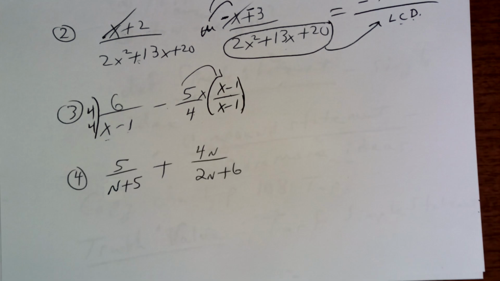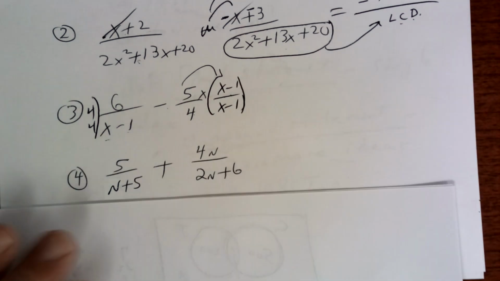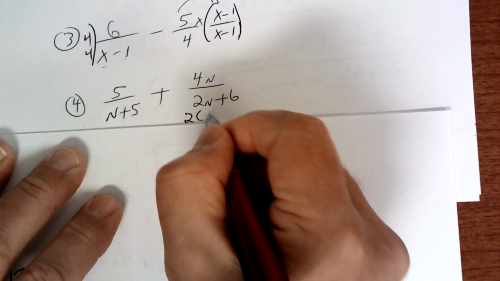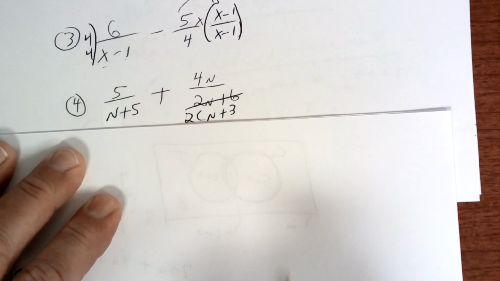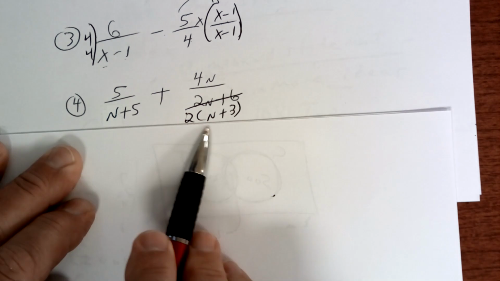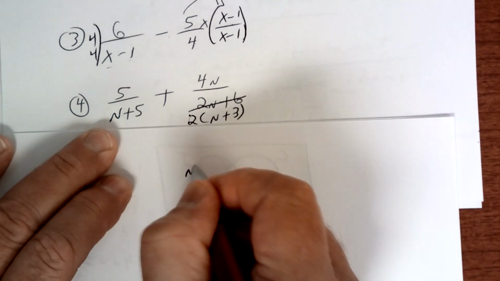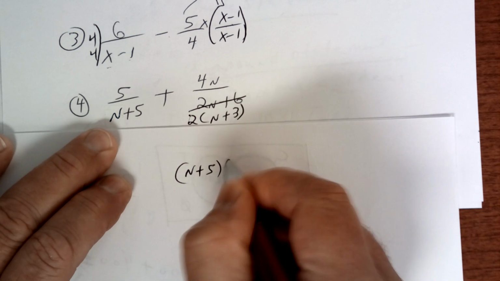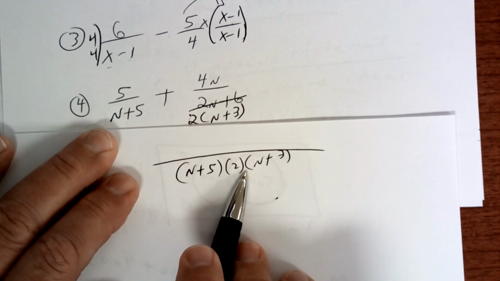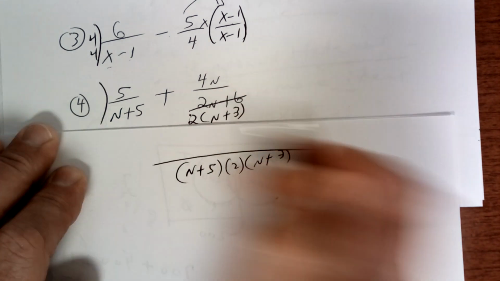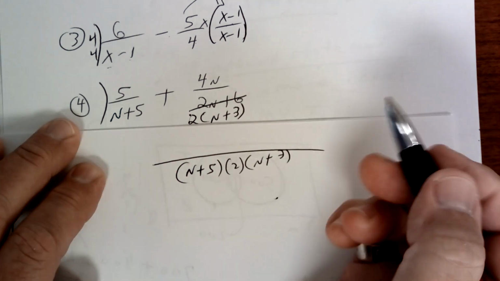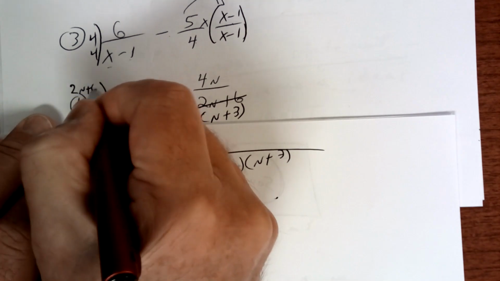Okay, let's move on to this one. This one right here, you have to first factor your denominators. So you have to take a 2 out of here, and you're left with n plus 3. Now you have to find your least common denominator. Your least common denominator is actually all of this. It's going to be n plus 5, 2, and n plus 3. So if this is your least common denominator, you're missing the 2, n plus 3. And I'm going to write it as 2n plus 6. Okay, which is the same thing.